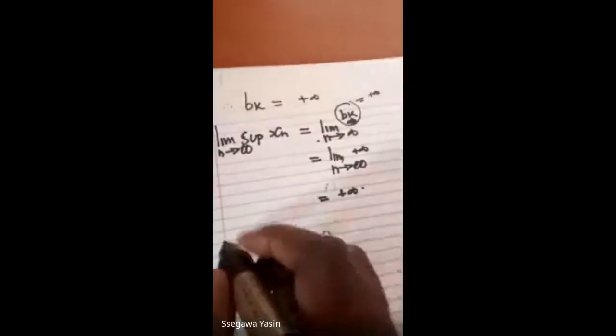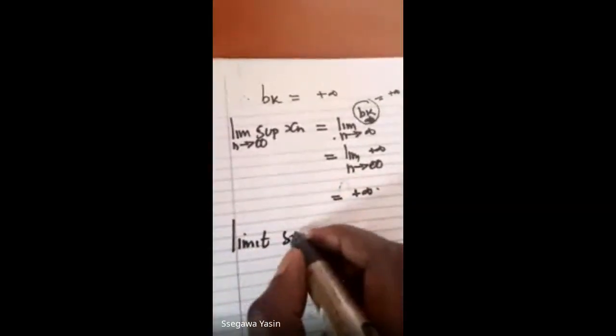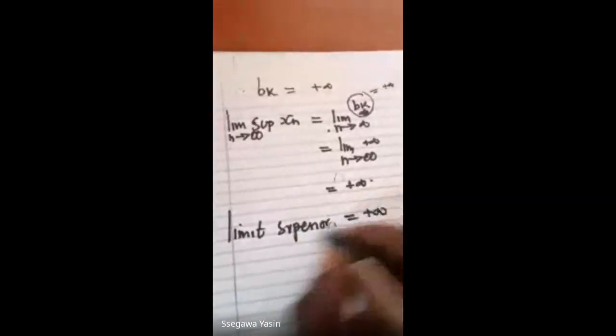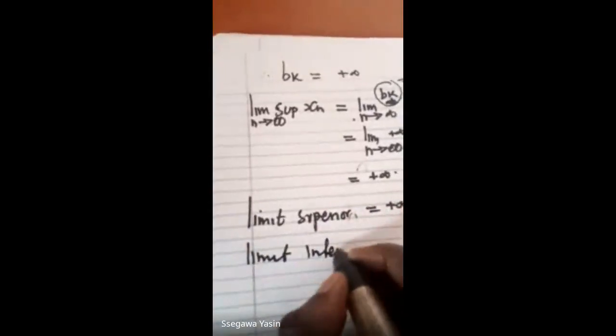Therefore, we have seen the limit superior equals positive infinity. The limit inferior will equal 0. That's how we answer the first number, or the first part.